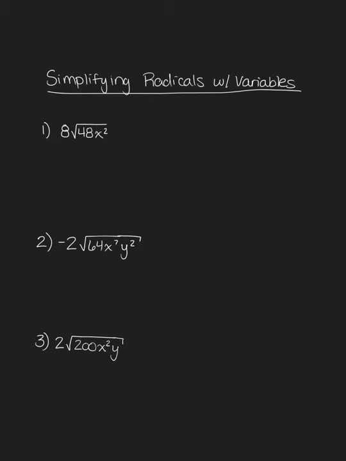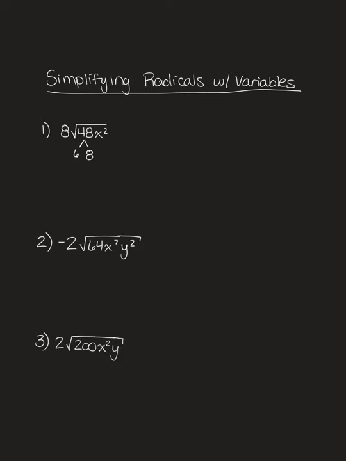So now that you know how to simplify radicals just as the number, now let's throw some variables in there. So looking at number 1, we have 8 square root of 48x squared. Whenever we have a variable in there, break down the numbers first and then the variables. So I'm going to break down 48 into its factors.